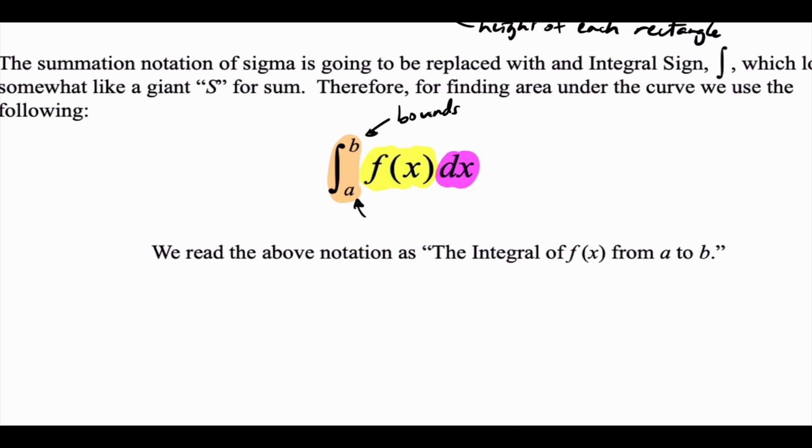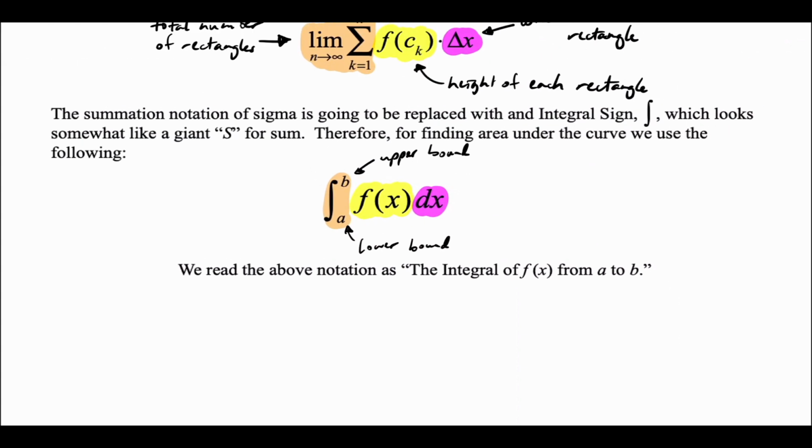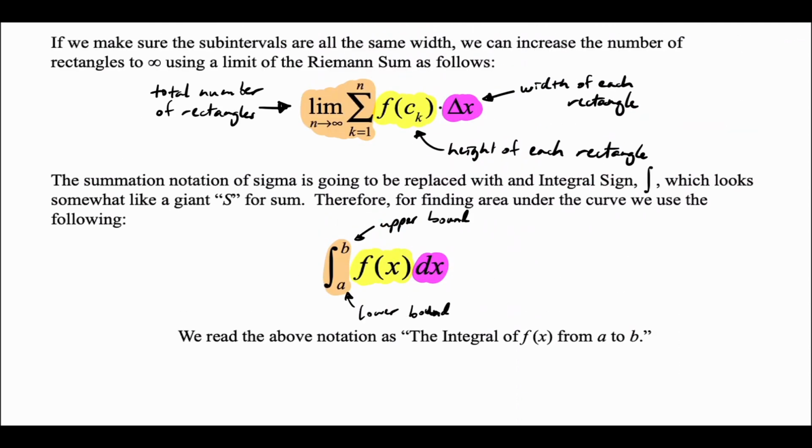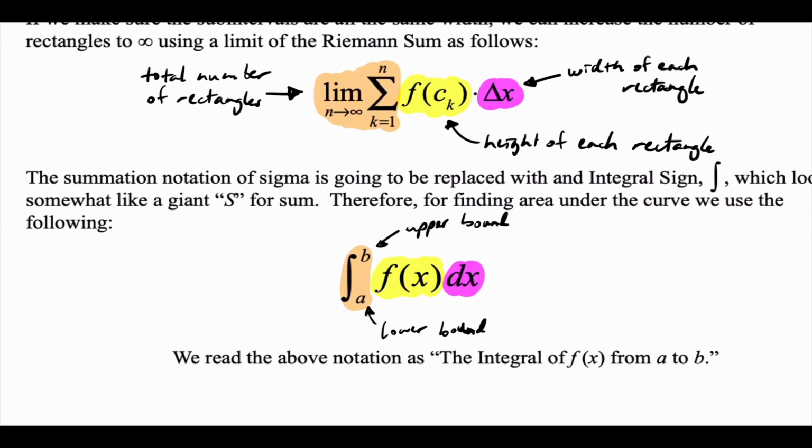The lower bound and the upper bound. I should put lower bound and upper bound. That tells us where exactly we want to start finding area and where we want to finish finding area.